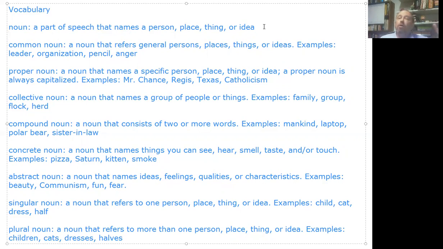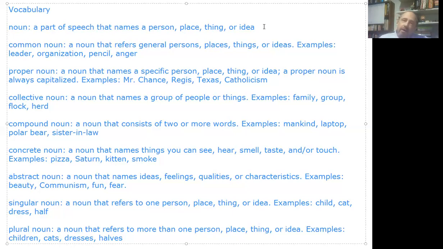Some nouns are collective nouns, and we need to be careful with collective nouns. A collective noun is a noun that names a group of people or things, but it does so even when the noun is singular. Okay? So a herd, for example, a herd of buffalo, is by definition more than one thing, but it's only one herd. Therefore, it's singular. Okay?